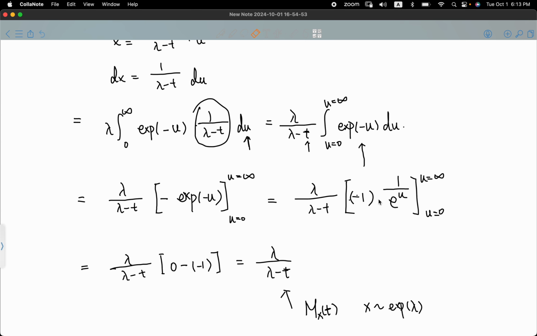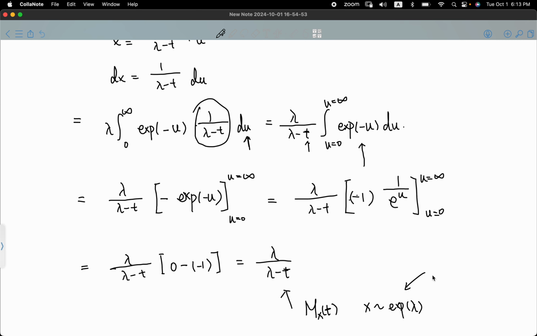So let me just say that again. If you're working with some other random variables, and when you evaluate the moment generating function, you find out that it ends up with this particular expression, then you immediately know that the new random variable you're working with already follows an exponential distribution here.